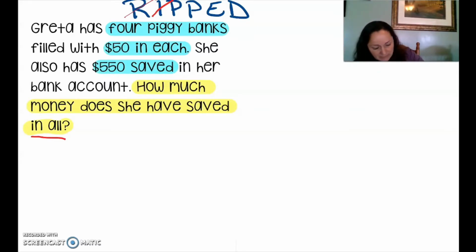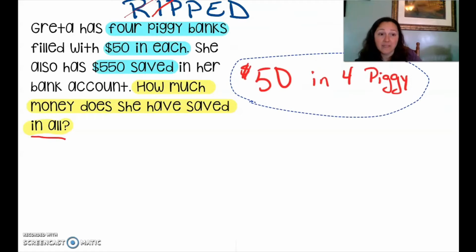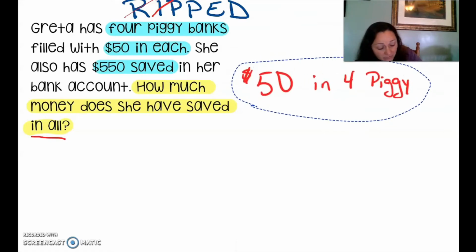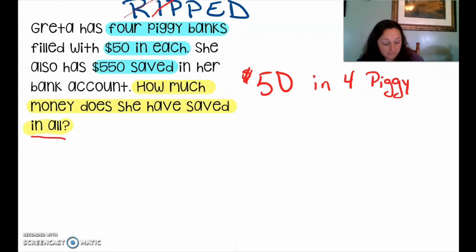So let's see, we're going to put our plan together. So I have $50 in 4 piggy banks. Whoop. You might not be able to see that. I think my head's in the way. Let me move that down so you can see it better. How's that? Good? Perfect. Okay, so $50 in 4 piggy banks. Put the banks in there for you too. And then I have $550 saved in her bank account.